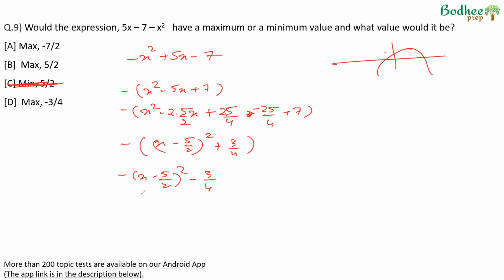The maximum value will happen when the square term is 0, because there is a negative in front. As the value of x changes and this is not 0 anymore, the value of the expression will keep on becoming a higher and higher negative value. Therefore, the maximum possible value of this expression is when this is 0, and therefore the expression will have a maximum of minus 3 by 4, option D.